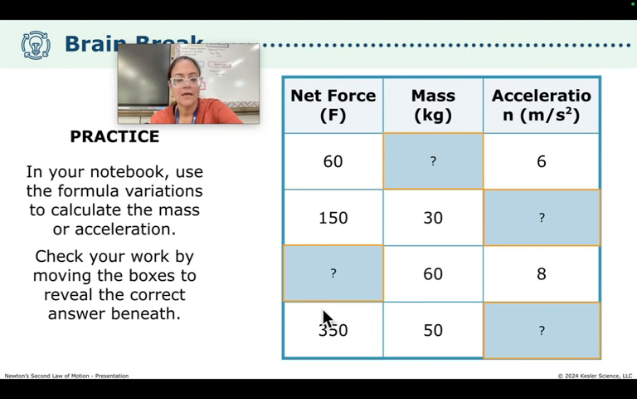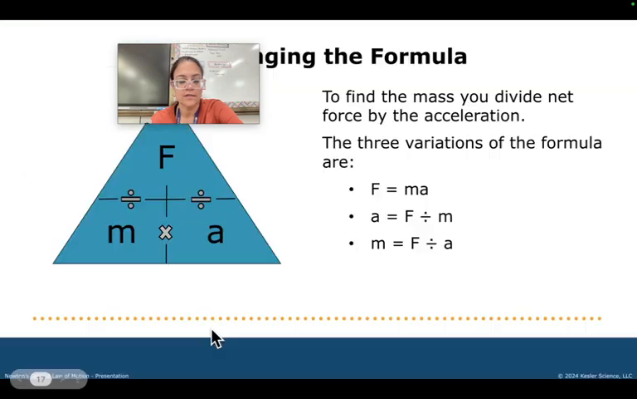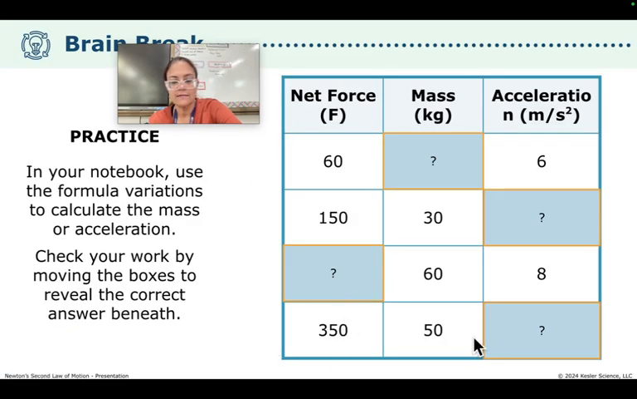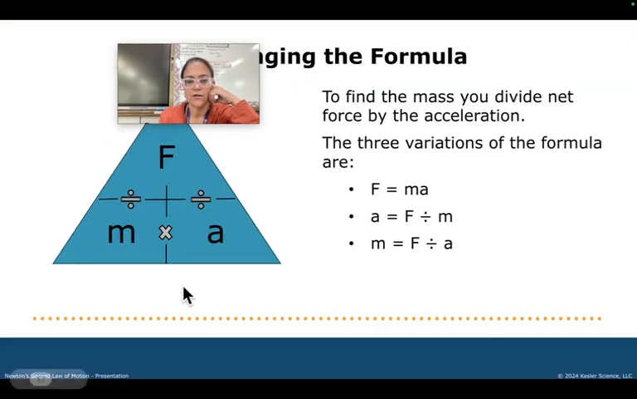Okay. So our last one, we have 350 newtons of force and 50 kilograms of mass. We are missing our acceleration, so let's go see what we say. We're missing acceleration, so we're going to do force divided by mass. 350 divided by 50 is 7. So this object is accelerating at a rate of 7 meters per second squared. So again, you just look and see which one you are missing, and then you use the triangle to figure out what to do with it.